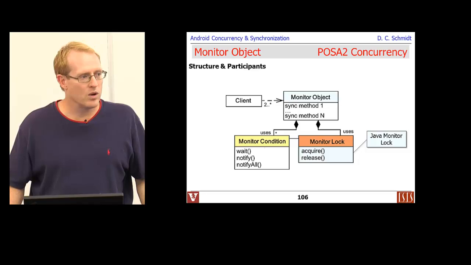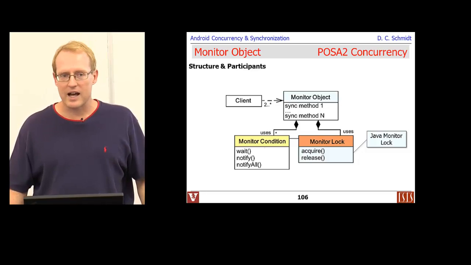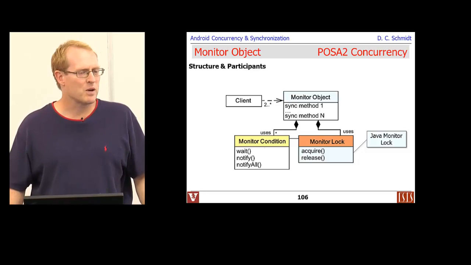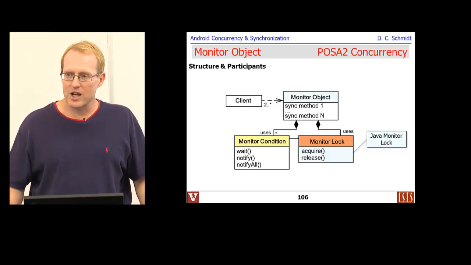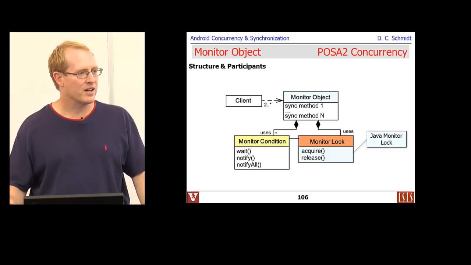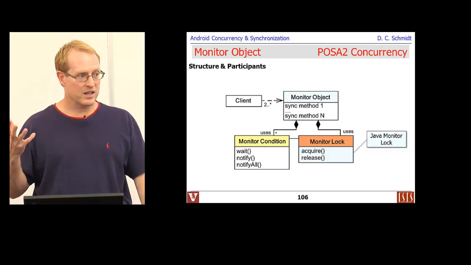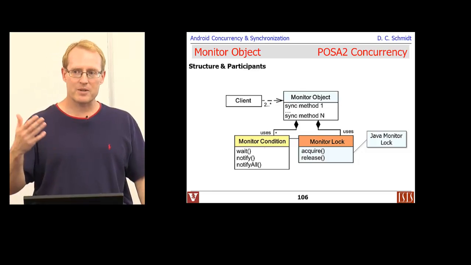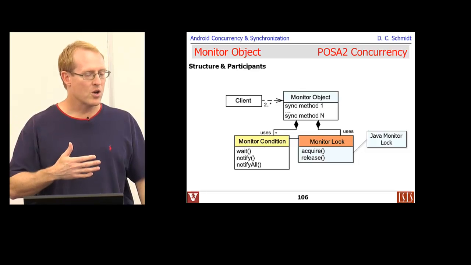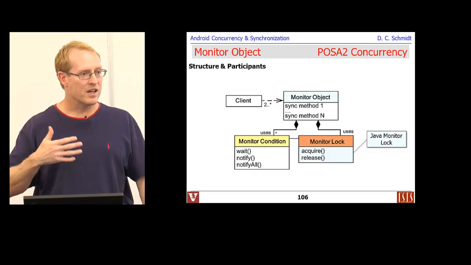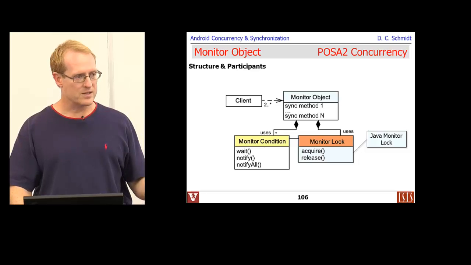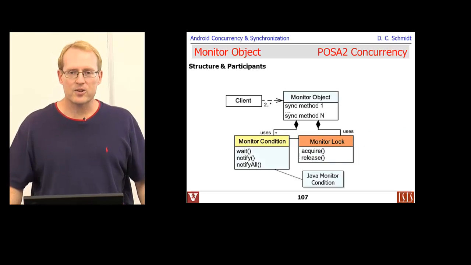Then we also have a monitor lock, and it typically has methods like lock, unlock, or acquire and release. It goes by different names. In the case of Java, it's the Java monitor lock, and it's implicitly acquired and released every time a synchronized method is called and returns, or every time you enter and leave a synchronized block. That's the second thing.